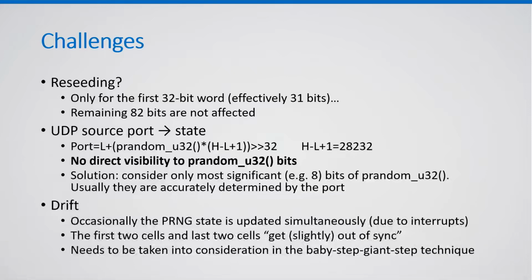The third challenge is the issue of drift, wherein the PRNG state is occasionally being updated simultaneously when a kernel thread runs and then an interrupt occurs. In such case, since the state cannot be updated atomically, the result is that the first 2 words and the last 2 words get a bit out of sync. This needs to be taken into consideration when the attacker applies the baby step, giant step technique.